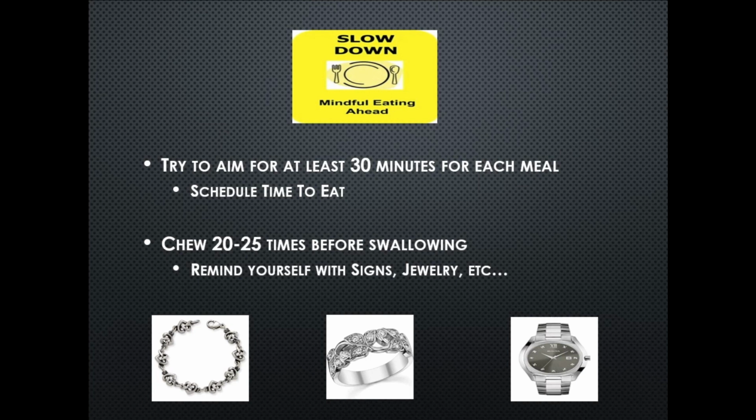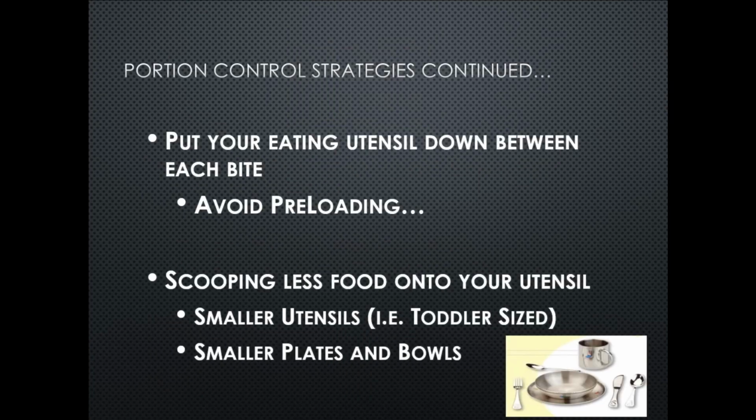Try to chew about 20 to 25 times before swallowing. This is where digestion begins, in the mouth. You need to chew your food down to a gruel or a consistency like oatmeal. Putting your eating utensil down between each bite helps you to avoid preloading. That's getting your next helping ready. Scooping less food onto your utensil, smaller utensils, and smaller plates and bowls are all very helpful in eyeballing a proper portion control.